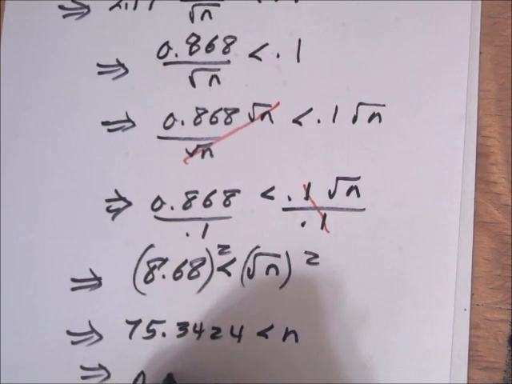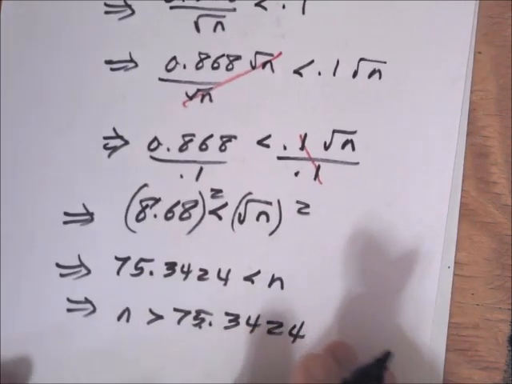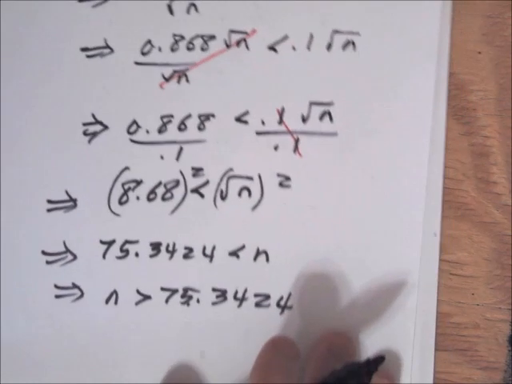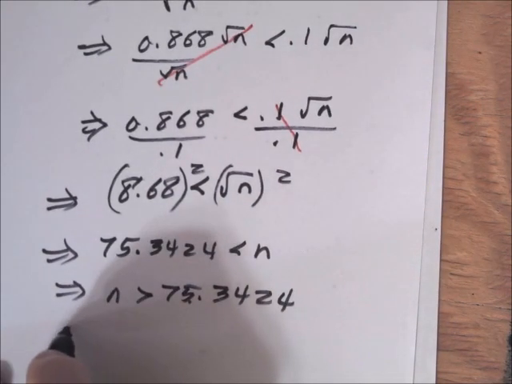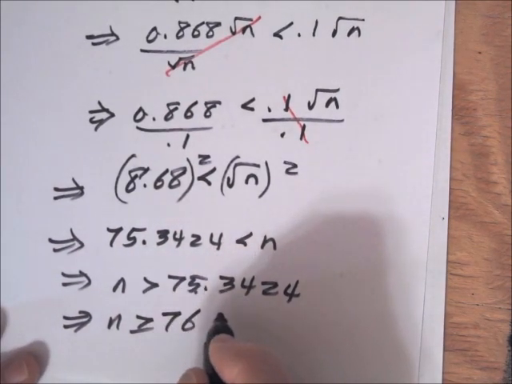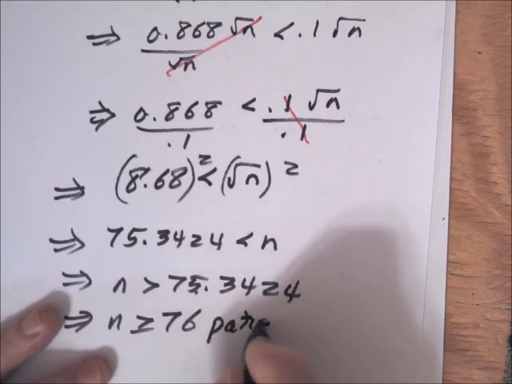That means that n has to be greater than 75.3424. And sample size has to be a whole number. You're not going to be able to sample a fraction of a person. 75 is not going to give us our desired margin of error. 76 is a little bit bigger than what we need, but it's better to overestimate than underestimate. So we want n to be at least 76. Let's say patients, at least 76 patients.